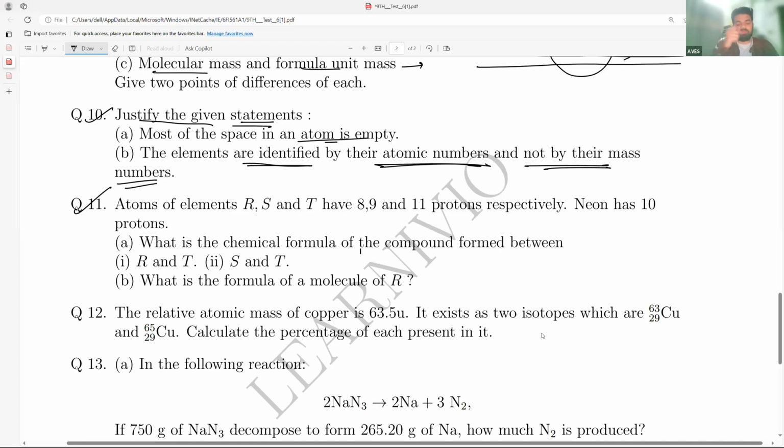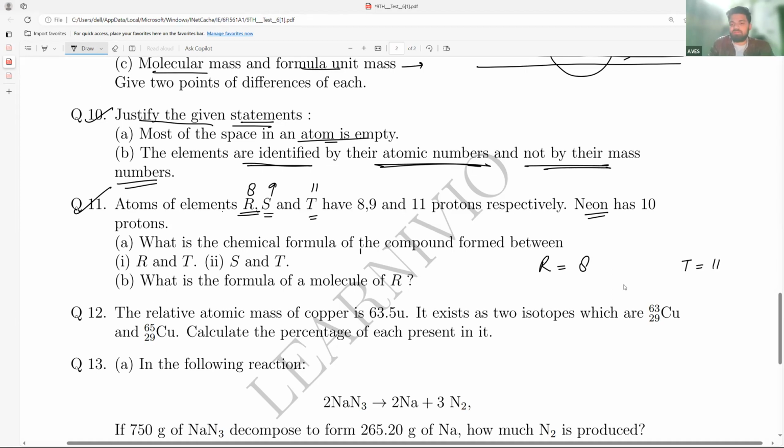Okay, let me help you. R, S, and T have the number of protons respectively: 8 protons, 9 protons, and 11 protons. And neon has 10 protons, we know. What is the chemical formula of the compound between R and T, and S and T? R is going to have atomic number 8, and T is going to have atomic number 11.